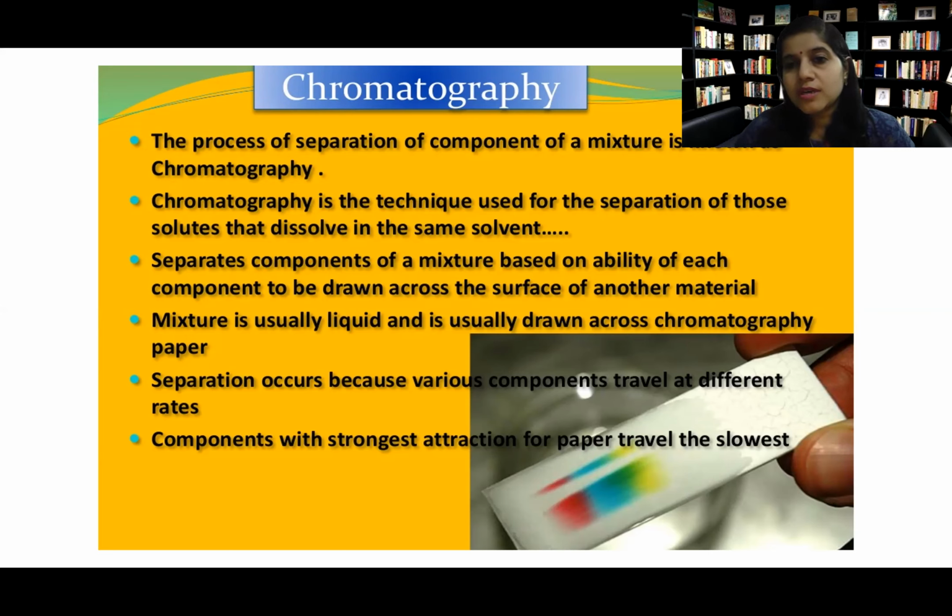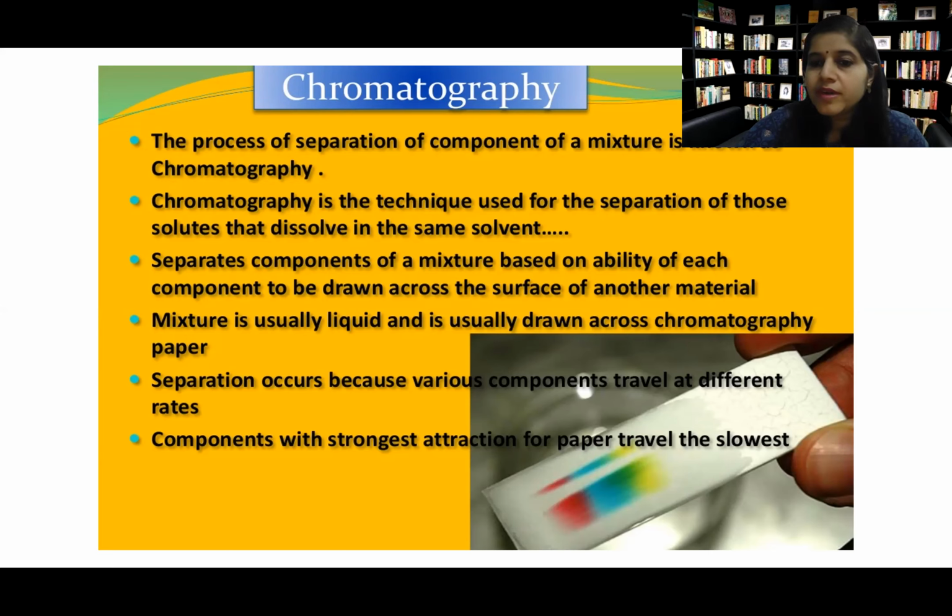Obviously, when you see the dye with your naked eyes, you see only a single component, but actually it is a mixture of different components. So we have to separate the colored components of a dye with the help of chromatography. We separate components of a mixture based on the ability of each component to be drawn across the surface of another material. The component which is more soluble in water, you can see first in the form of a line. You can see several color lines: red, sky blue, green and yellow on the chromatography paper. It is a filter paper.